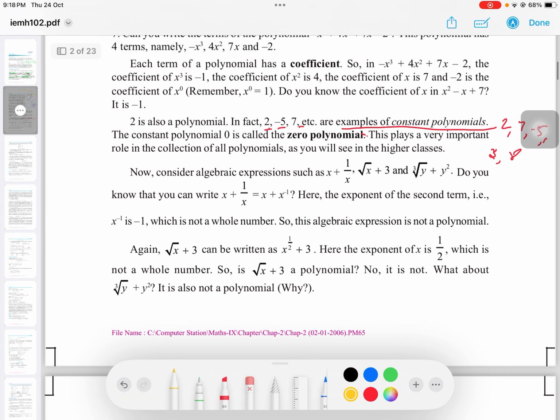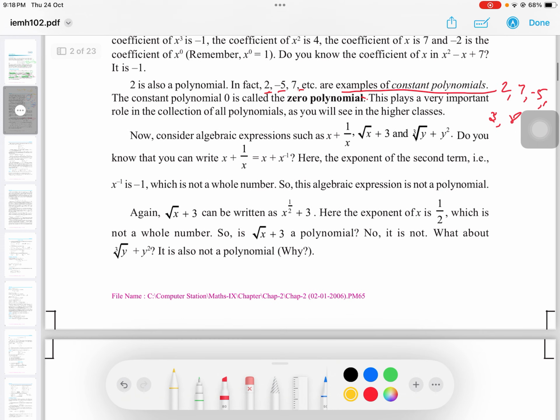Now I hope that you are very clear with constant polynomials. Only if you are very clear with constant polynomials, we'll move to the next topic called zero polynomial. Now there is a difference between zero polynomial and zeros of a polynomial. We'll cover it in detail, but you have to tolerate it if you want to know this topic in detail. Now 2 is a polynomial.